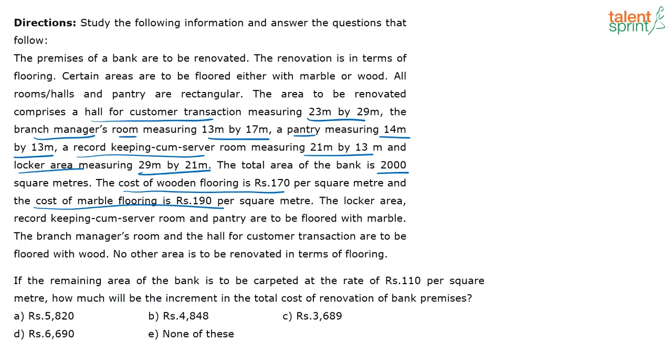See, what have they given in the question? They have given that in a bank there are certain rooms which are to be renovated, correct? And they have given the measurements of the rooms, and they have also mentioned what flooring has to be put in those rooms. Then they are saying that if the remaining area, there is some area which is left out, if that also has to be carpeted, you have to find out the total cost of renovation. So how do you solve this question?